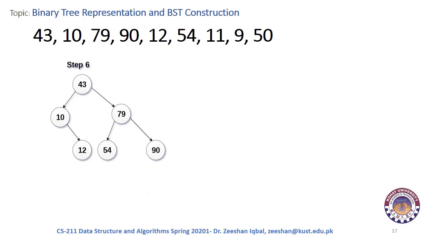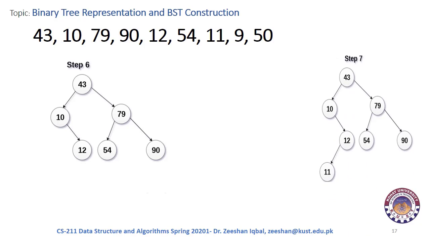Next value is 11. 11 is again compared with the root node. 11 is less than 43. So we'll move towards the left side. Again the left node contains value 10. So we'll compare it with 10. 11 is greater than 10. So we will move towards the right side. The right side already contains a value 12. So we'll again compare it with 12. 11 is less than 12. So 11 will be placed as the left child of 12.